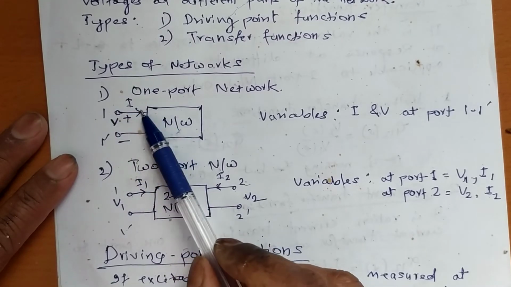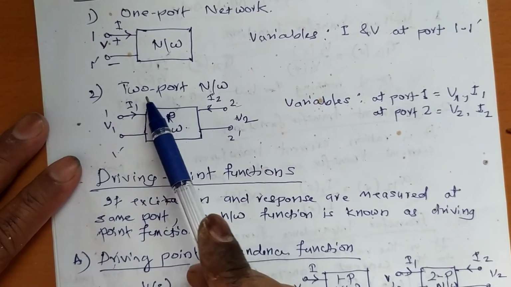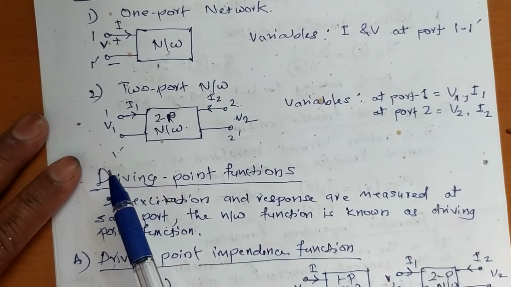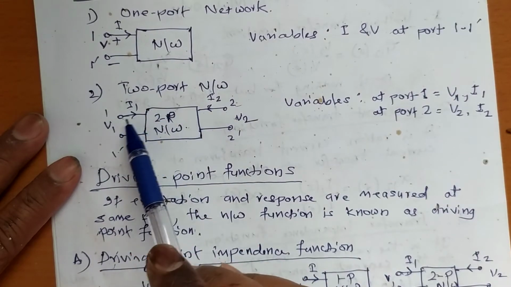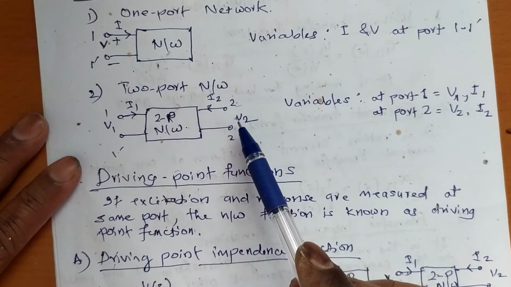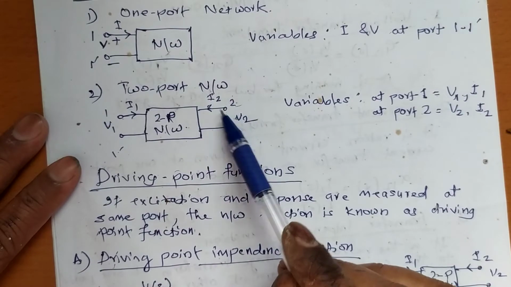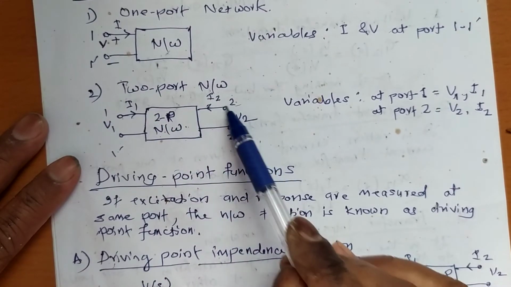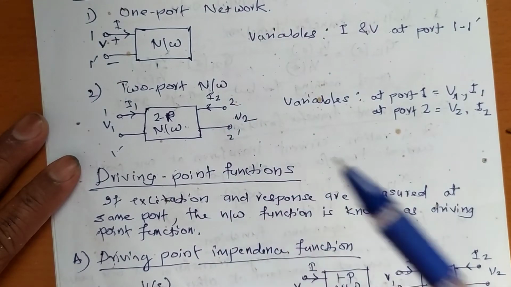So that is why the name is driving point function. Now, as far as a two-port network is concerned, the driving point function could possibly be V1 by I1 or I1 by V1, or I2 by V2 or V2 by I2. If these ratios are possible, but the input and output, that is excitation and response, are measured at only one port, they are called driving point functions.